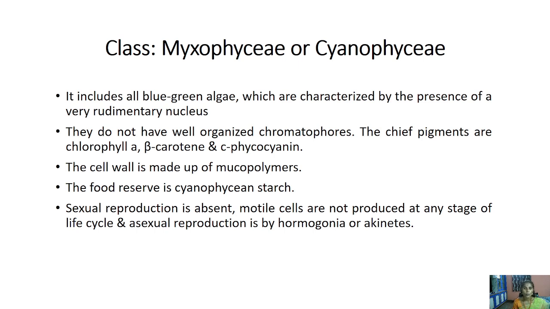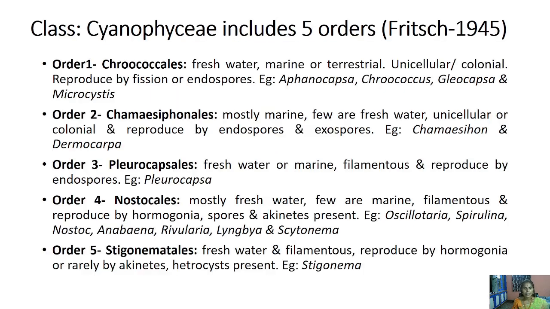They do not have well-organized chromatophores. The chief pigments are chlorophyll a, beta carotene, and phycocyanin. The cell wall is made up of mucopolymers, and the reserve food is cyanophycean starch. Sexual reproduction is absent, and motile cells are not at all produced at any stage of their life cycle, and asexual reproduction takes place by hormogonia and akinetes. The organisms which exhibit these specific characters are placed under class Cyanophyceae, also called Myxophyceae. The class Cyanophyceae is further divided into different orders.